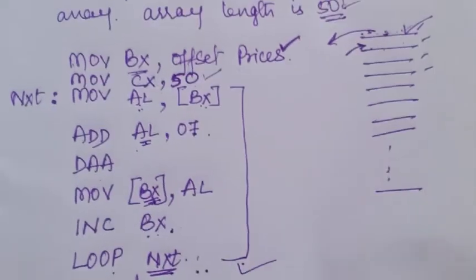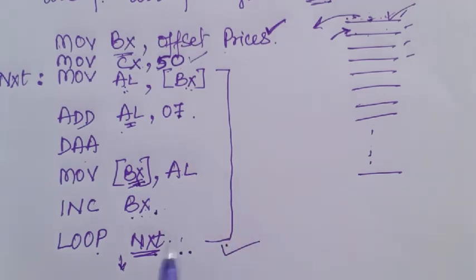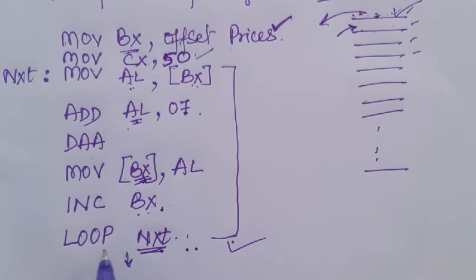This is a basic example to show how it works and how you need to write a program using the loop instruction. Next we'll see another loop instruction with a condition. We'll see it in the next video.